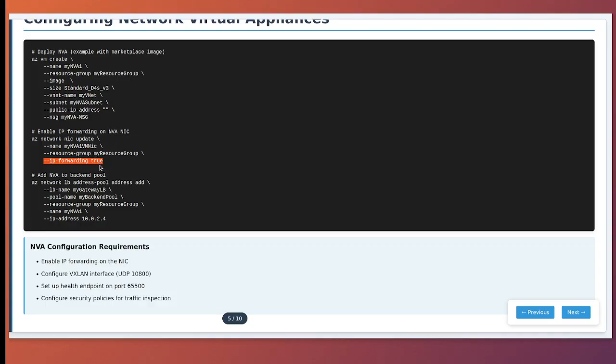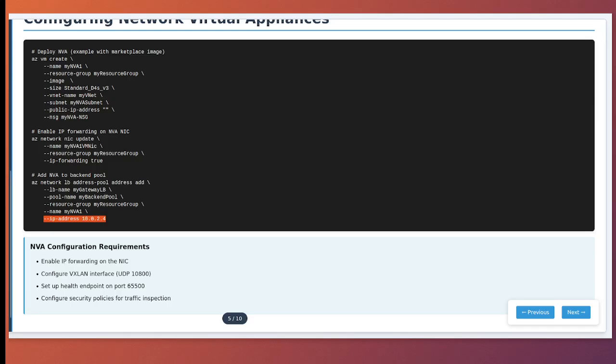Adding the NVA to the backend pool is straightforward with the az network lb address-pool address add command. You are essentially telling the GWLB, here is an NVA instance that can process traffic. The IP address parameter should be the private IP of your NVA.